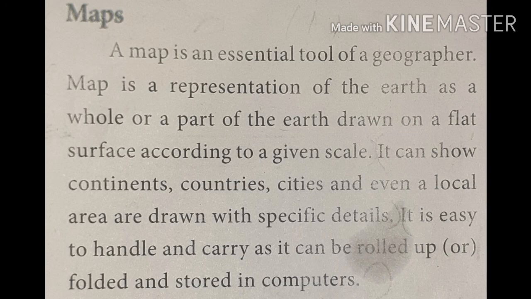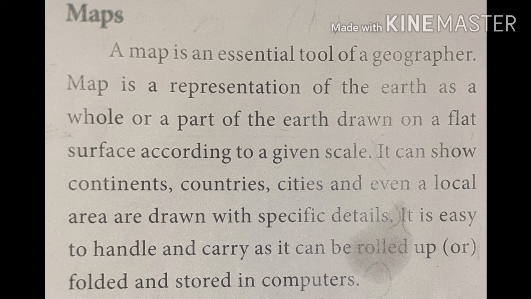A map is an essential tool of a geographer. A map is a representation of the earth as a whole. So it will represent the earth as a whole or a part of the earth drawn on a flat surface according to a given scale. So we are able to see a whole earth or a part of the earth that is drawn on a flat surface according to a given scale.